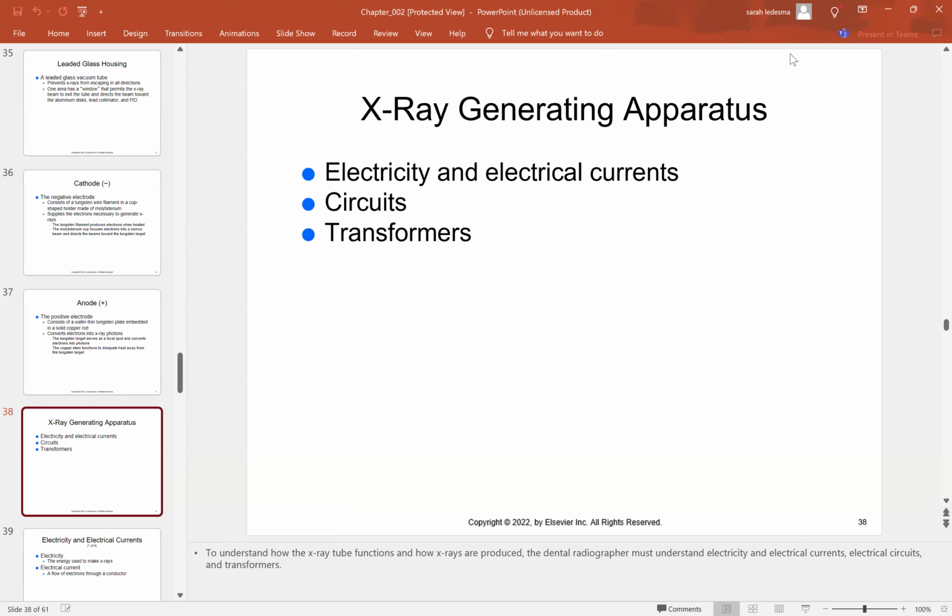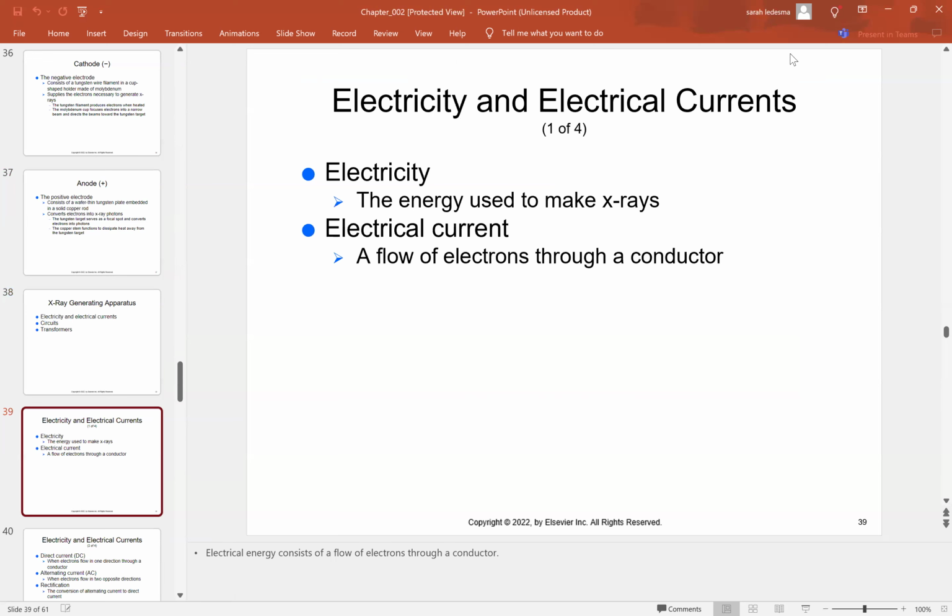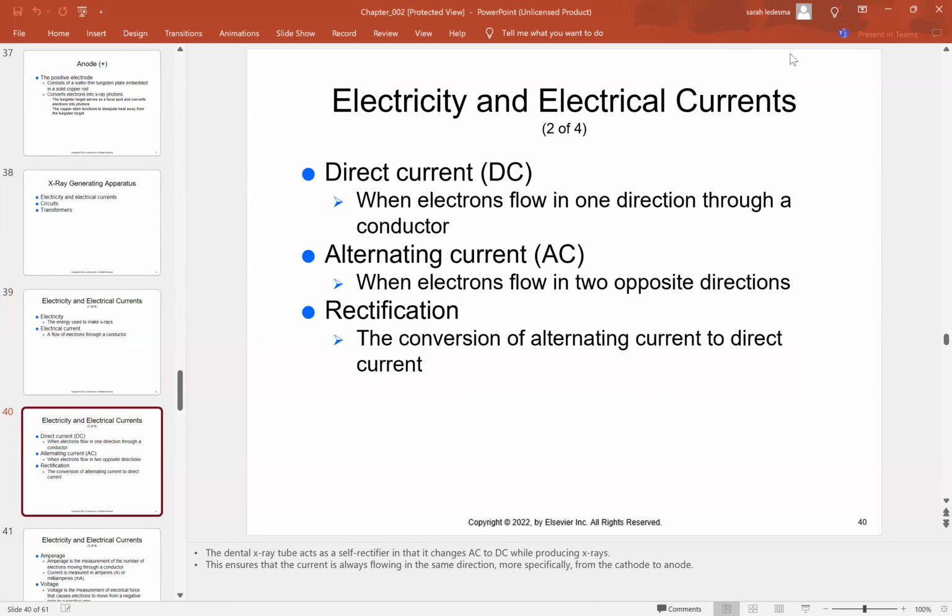X-ray generating apparatus: electricity and electrical currents, circuits, and transformers. Electricity is the energy used to make X-rays. The current is the flow of the electrons through a conductor. Direct current, DC, is when electrons flow in one direction through a conductor. Alternating current, AC, is when electrons flow in opposite directions. Rectification, the conversion of alternating current to direct current.